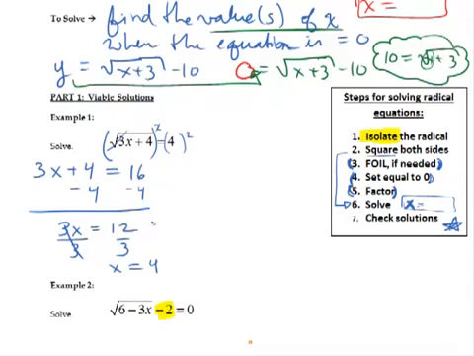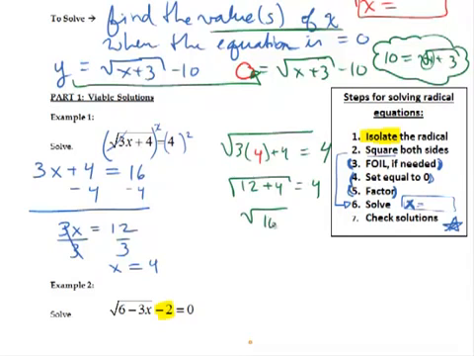And then we need to check. So back up in the original equation here, 3 times something plus 4 is supposed to equal 4. When we plug in 4, let's see what we get here. 3 times 4 would be 12, and then plus 4, and that's a square root. Does that equal 4? Square root of 16? Yes, it does. So check. This answer works.